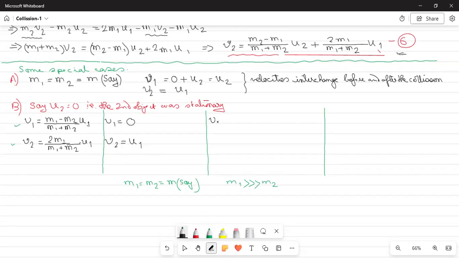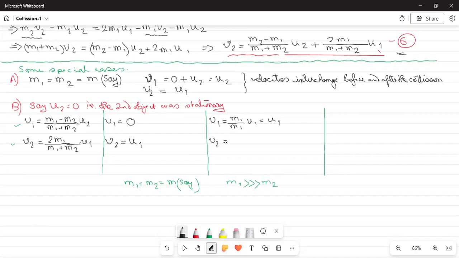First object is very heavy with respect to M2. And what is V1? Here M2 is very, very small. So it is M1 by M1 into U1, M2 we ignore. That means if the first object is very heavy, then the first object velocity V1 after collision remains same as its velocity before collision. And what happens to the second object?